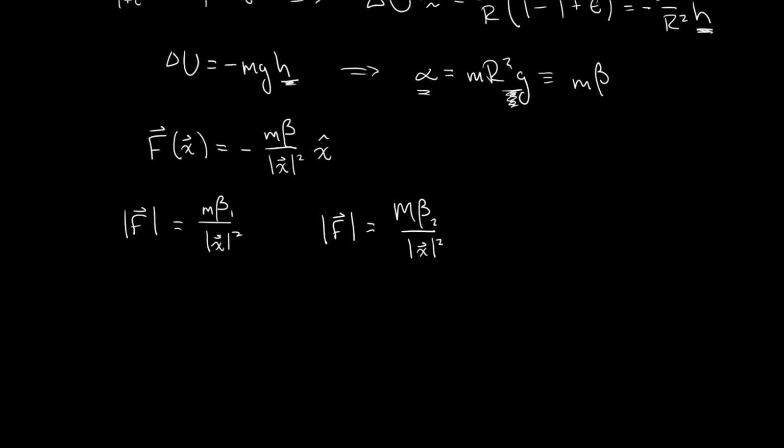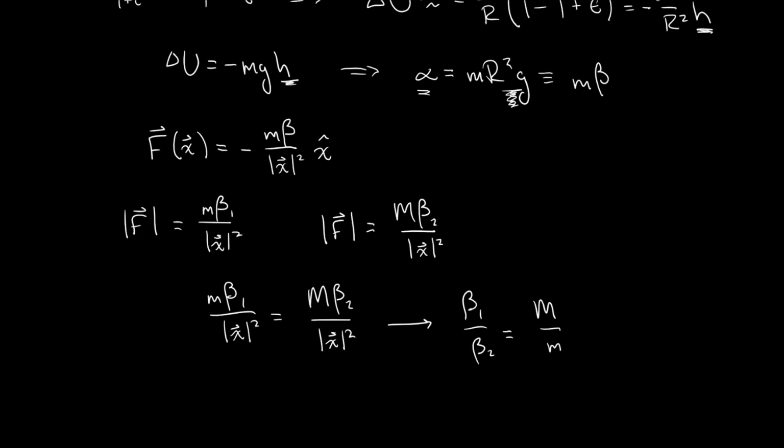But Newton's third law tells me that these two things have to be equal. Right? So m beta 1 over x squared has to be big M beta 2 over x squared. And so I can just solve this, and I get beta 1 over beta 2 is equal to big M over little m. Okay? So if beta 1 is proportional to big M, and beta 2 is proportional to little m, we see that this all works out.